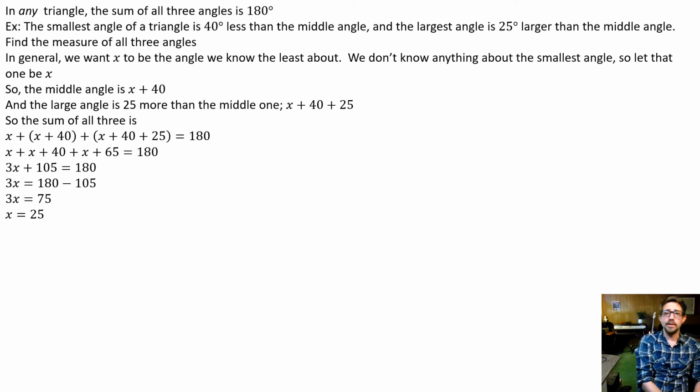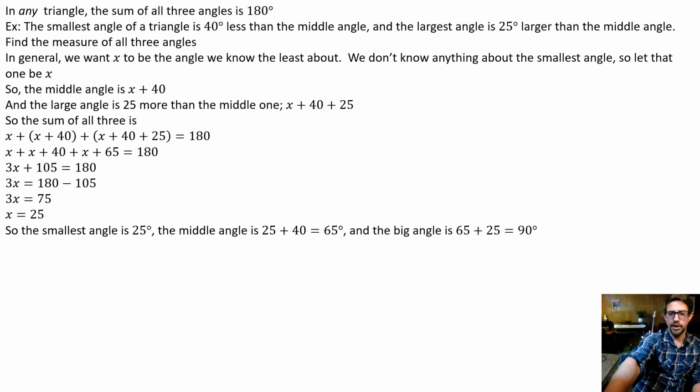So once again, look back and say, were we just asked for that one, or were we asked for all three? We were actually asked for all three. So that's not the hard part. So the next one up is 25 plus 40, which is 65. And the next one up is that plus 25, which is 90. Like that. Okay, so there's your full answer. The measure of all three angles are 25 degrees, 65 degrees, and 90 degrees. This is actually a right triangle, it turns out. That's one that has a 90-degree angle. So you don't need to put that, just something to note. Okay, so 25 degrees, 65 degrees, 90 degrees.